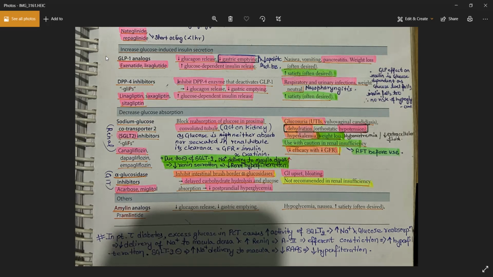So any doubt on these two classes of drugs? No.